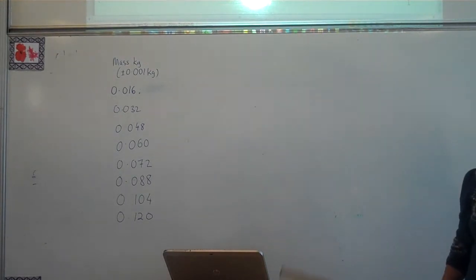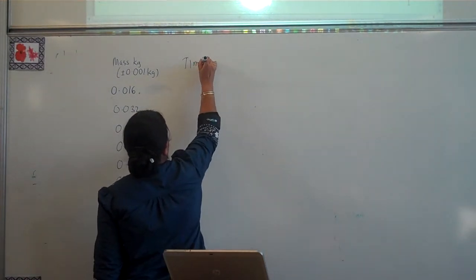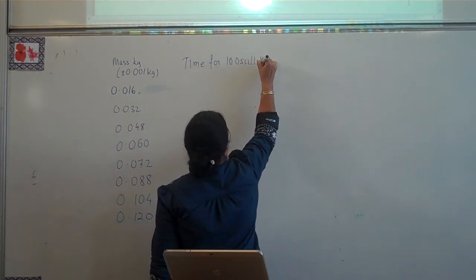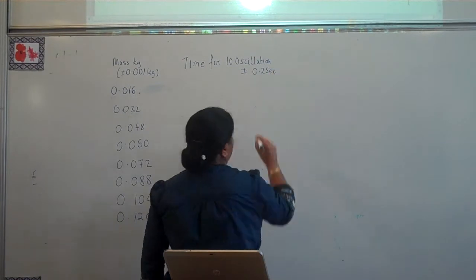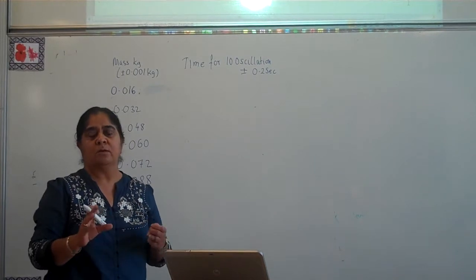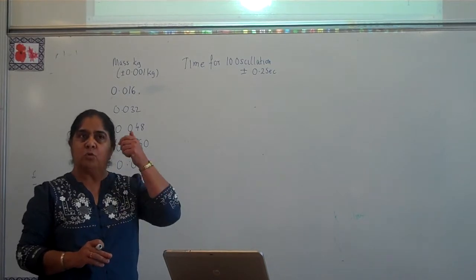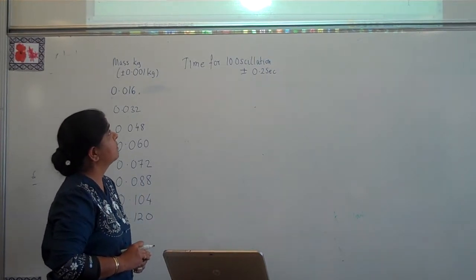And this is for 10 oscillations. You know why it was done for 10? Because for one, it is really difficult to measure. One more thing you need to write on top is time for 10 oscillations plus and minus 0.2 seconds. And you know what this 0.2 seconds is for? Reaction error, human reaction time. It takes about 0.2 seconds difference before you think you have to stop and you actually stop. So that's the reaction time error.